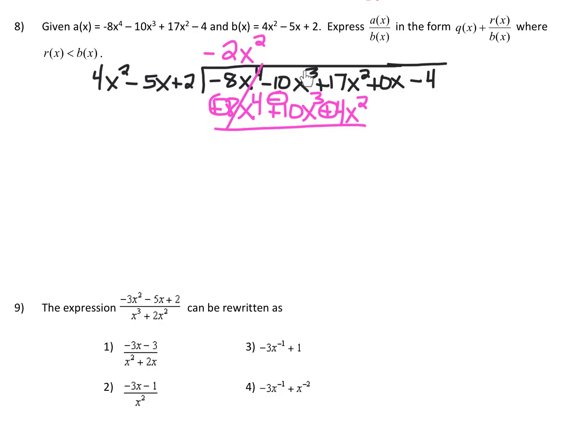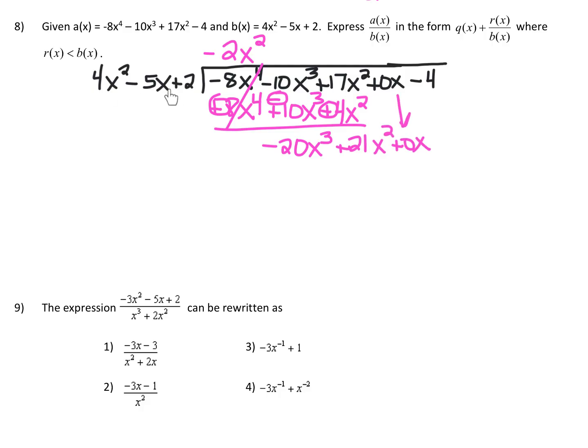And don't be tricked. These don't cancel off, right? We have a negative 10 minus 10. Negative 10 minus 10 is negative 20. So that's going to give us negative 20x cubed. And then 17x squared plus 4x squared is 21x squared. Okay, and then we bring down the next term.